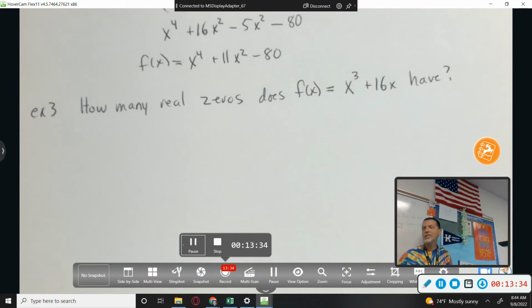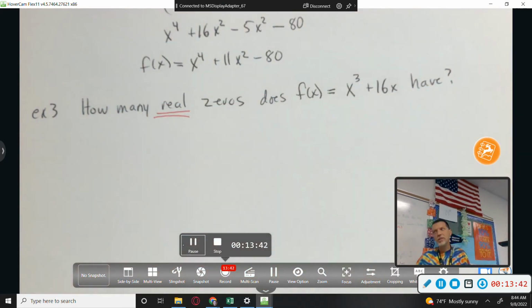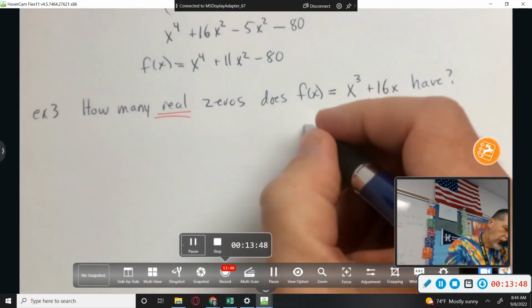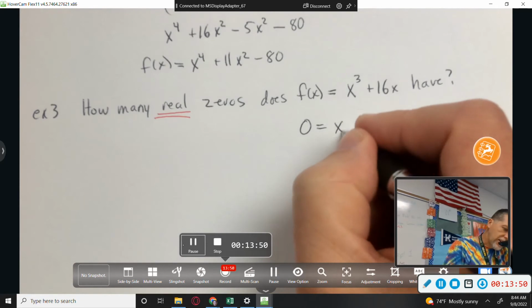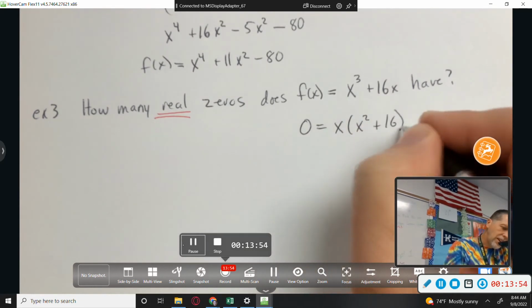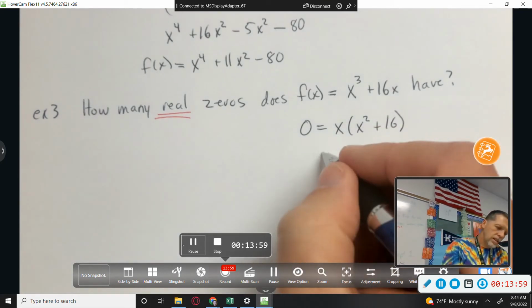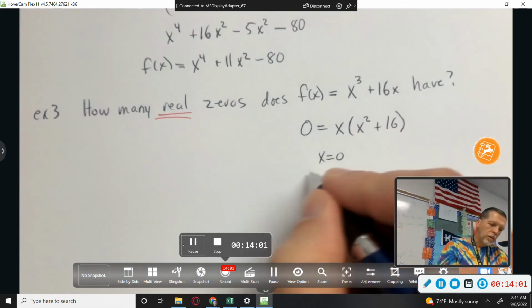How many total zeros does it have? 3. Yes, but that wasn't the question. I need to know how many real zeros it has. And so I don't know until I actually find them. So let's factor out an x. That leaves x squared plus 16. So x equals 0. That's one real zero.